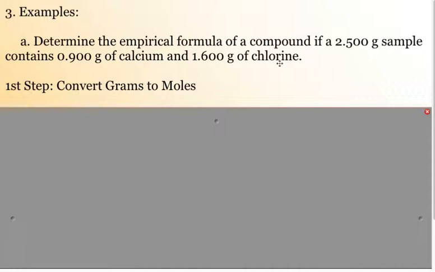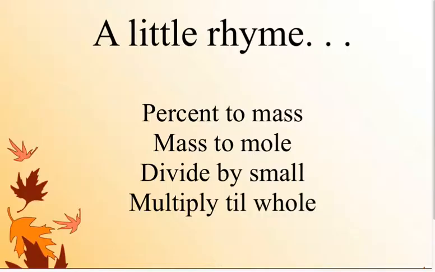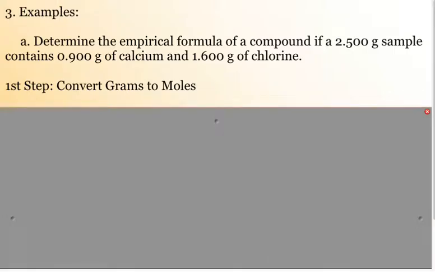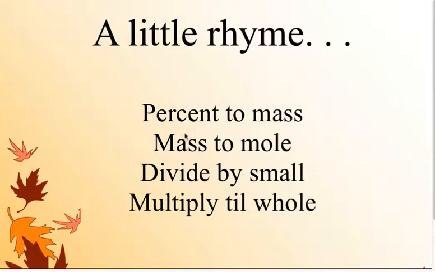So that's your first step. If you think back to our little rhyme, the first step in it is percent to mass. In this problem, that's unnecessary because we are already in mass. We know we have 0.9 grams of calcium and 1.6 grams of chlorine, so we don't have to do that. And if we look at the next step, we're just going to do a mole conversion, going from mass to mole.